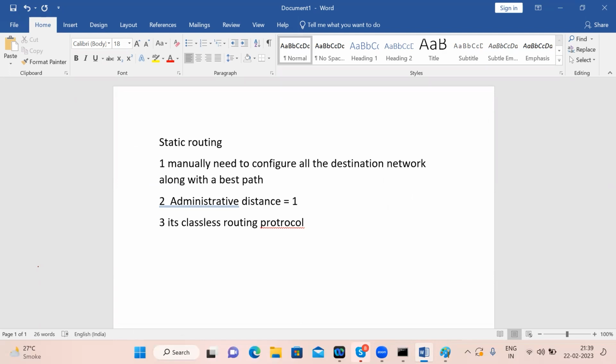The three points: the first one, it needs to be configured manually. Second point, administrative distance. The default administrative distance is 1. If you want to change it, you can change it between what values? Anyone? Between what values can you change your administrative distance?